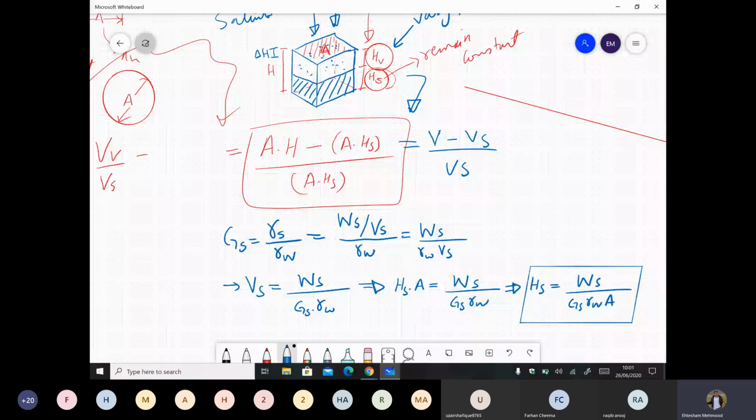And I told you that HS is constant for one soil sample that you are testing in the consolidation test. So can you tell me what is WS? How can I find WS?